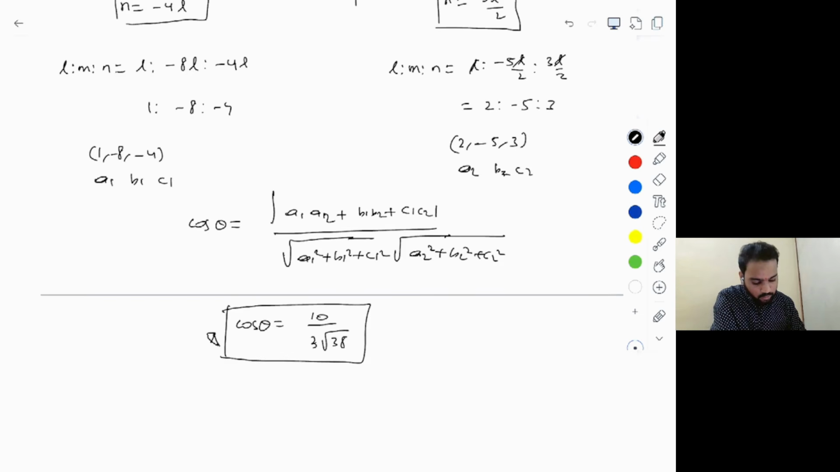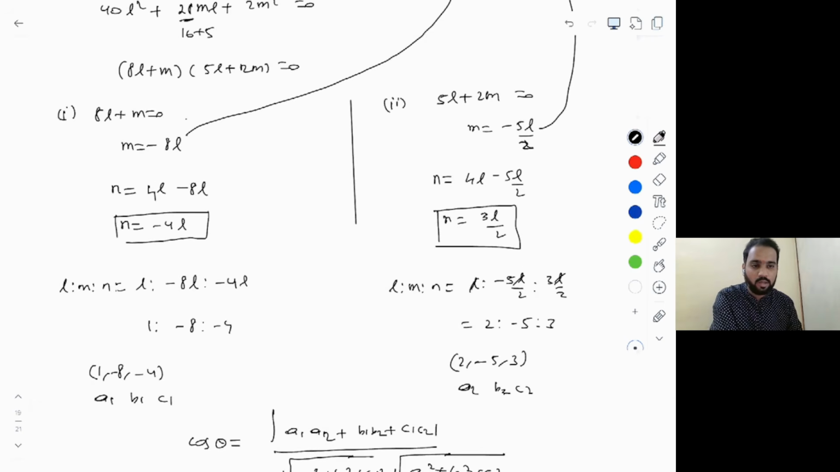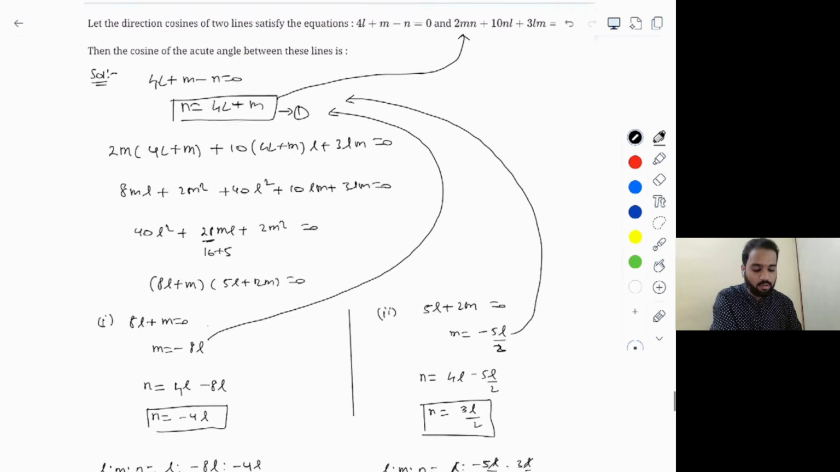I'm not saying this is a difficult one, but definitely these kinds of questions can come in the coming JEE Main session. So try to be very careful with this. I hope this is clear.